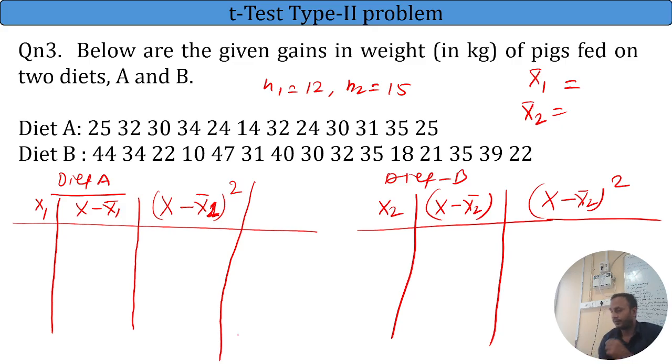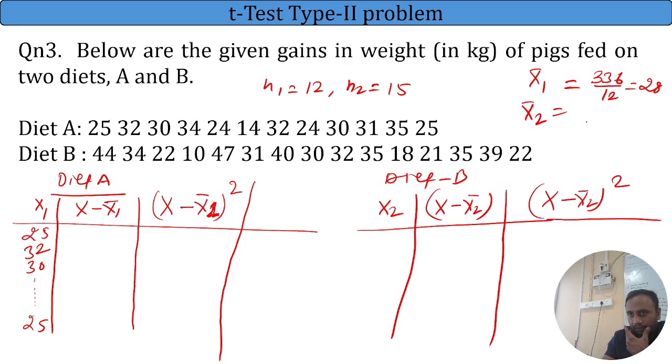Can anyone tell? We have the values 25, 32, 30, and it will go till 25. So the summation becomes 336, and it will become 28. For diet B, 450 by 15 becomes 30.